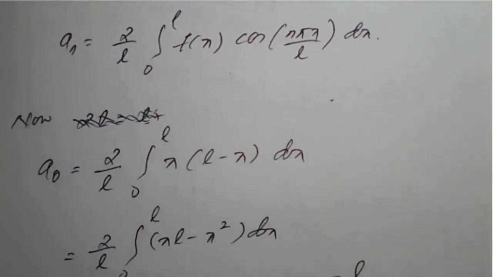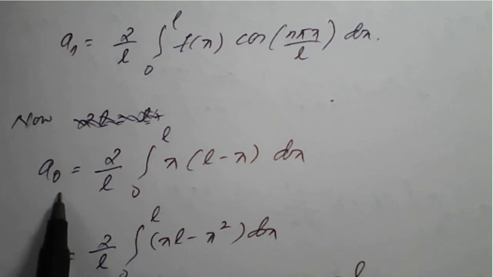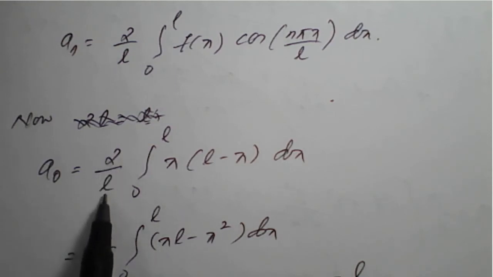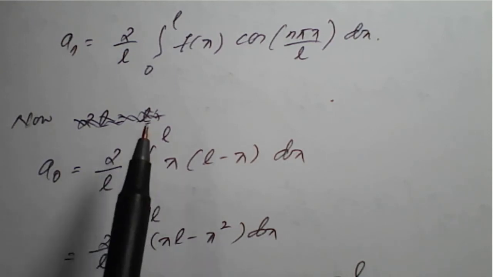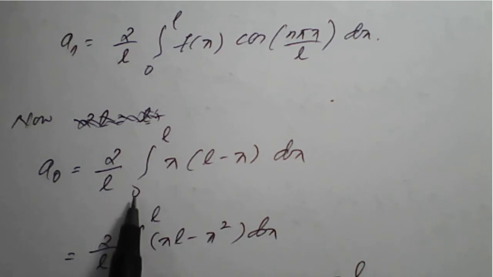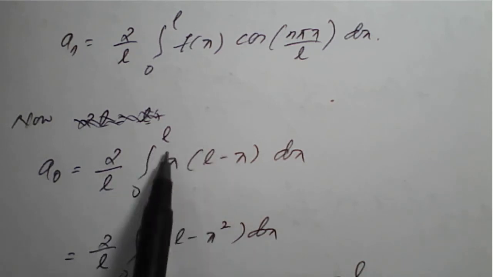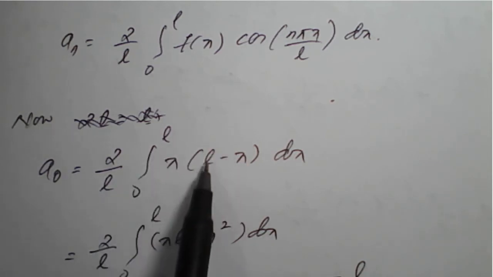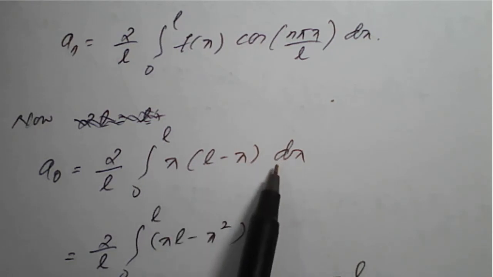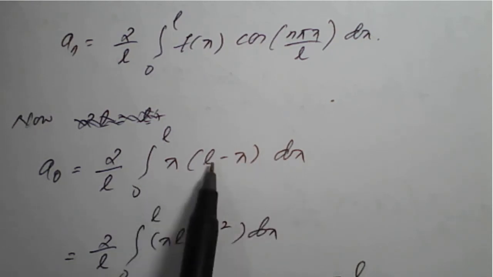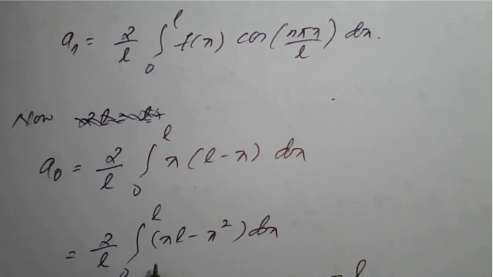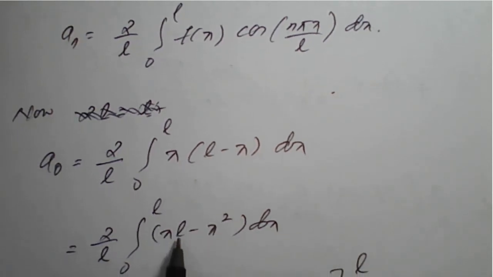As we know, the a0 value is 2/L, because L as per the given interval will remain L only. Integration 0 to L, the value of f(x) is x(L − x) dx. So you multiply this x into the bracket, and we get xL − x².